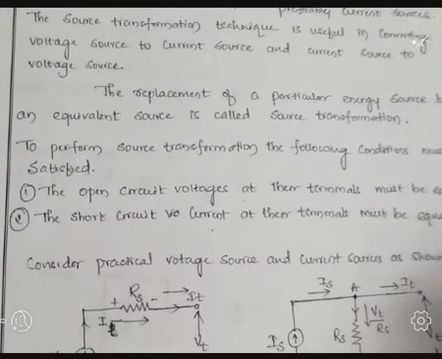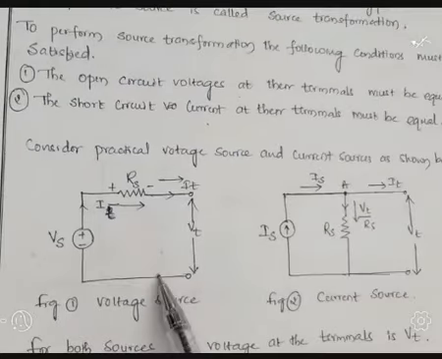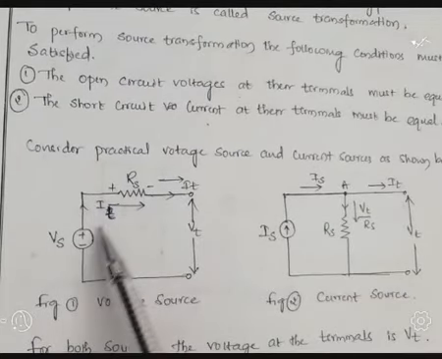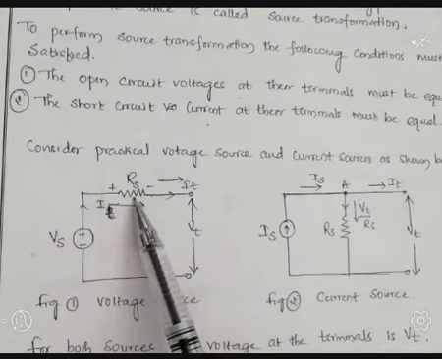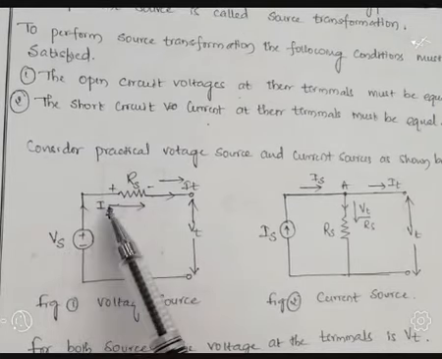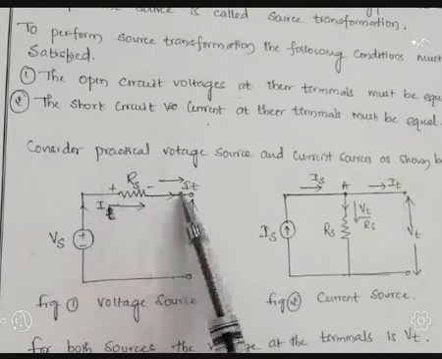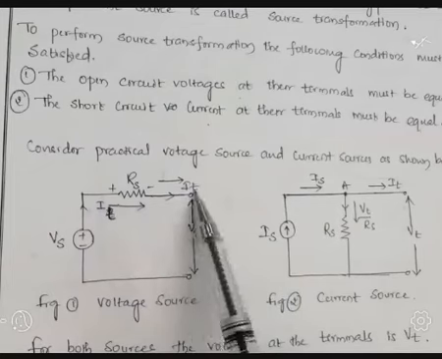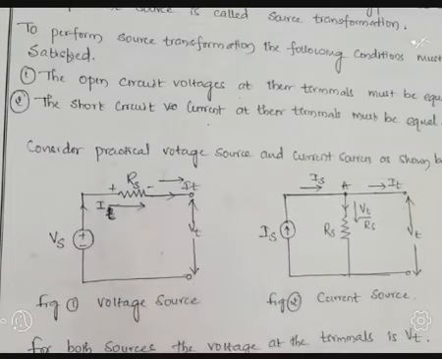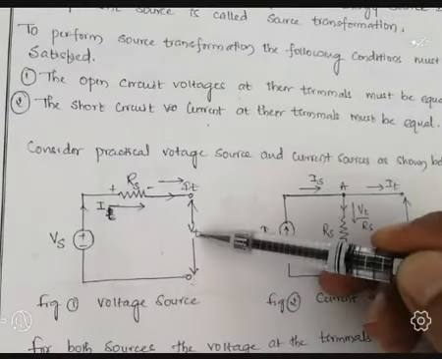So let us consider two circuits. First circuit is the voltage source connected in series with a resistance. The voltage source is represented by Vs, and this is connected in series with the resistor Rs. Through this circuit, the terminal current It is flowing, and across these two terminals, the terminal voltage is represented as Vt.